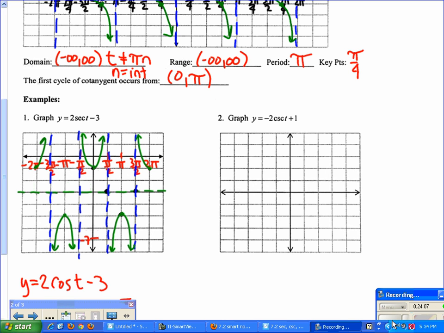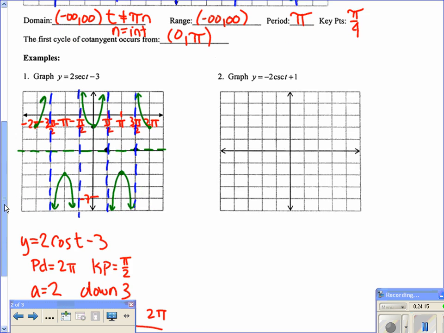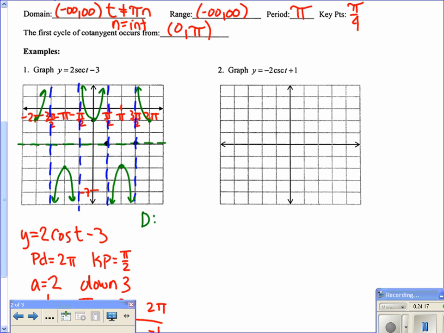Now, for this graph, if I wanted to, I could come up with the domain and range. So let's talk about that. My range has changed. For my domain, we look at our asymptotes to help us. My first asymptote is still at pi over 2. So my domain is going to be all real numbers not equal to pi over 2 plus pi times n, where n is an integer.